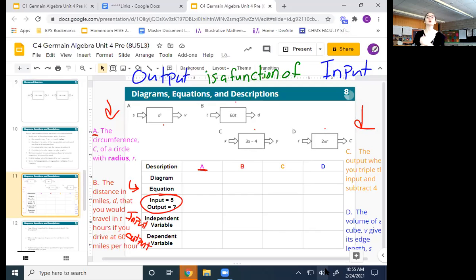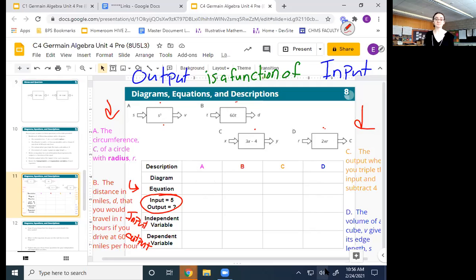Okay. So let's do description. Do we want to do one together, or do you guys want to just do them independently? We'll do one of them together, and then we'll do the other 3 independently. So if we look at description A, it says the circumference C of a circle with radius R. So we're solving for the circumference of a circle with a radius R. Which one of these diagrams here, A, B, C, or D, might be talking about calculating the circumference given the radius?